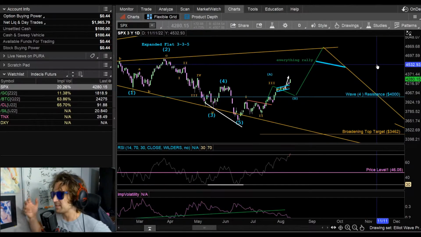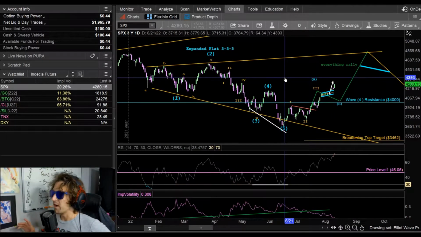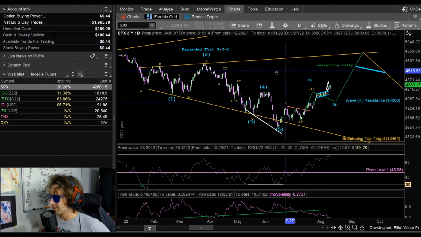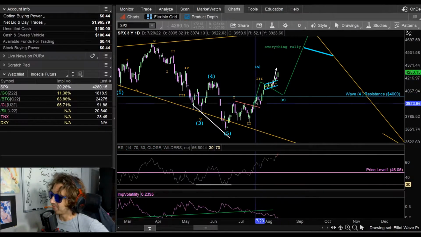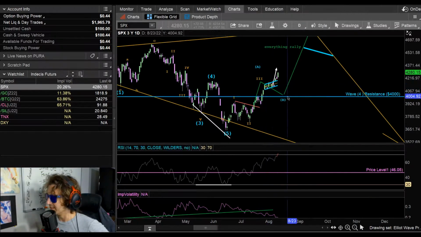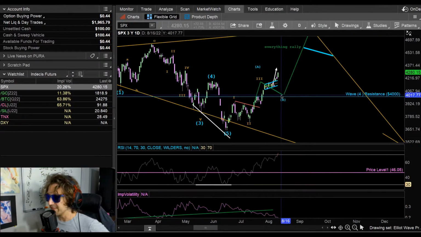I have SPX pulled up first. This is my current theory about where we are in this expanded flat pattern, that we've completed this 5-wave motive wave and we're now seeing a bounce, and this bounce I'm calling the everything rally. As you can see, the everything rally has been following my expectations almost perfectly, except that we didn't get a retracement back down to that 4,000 level.